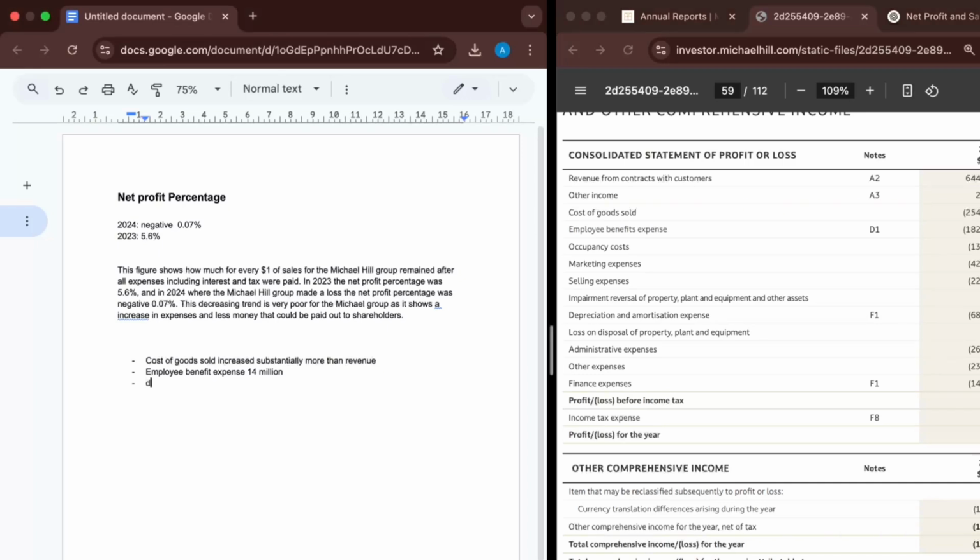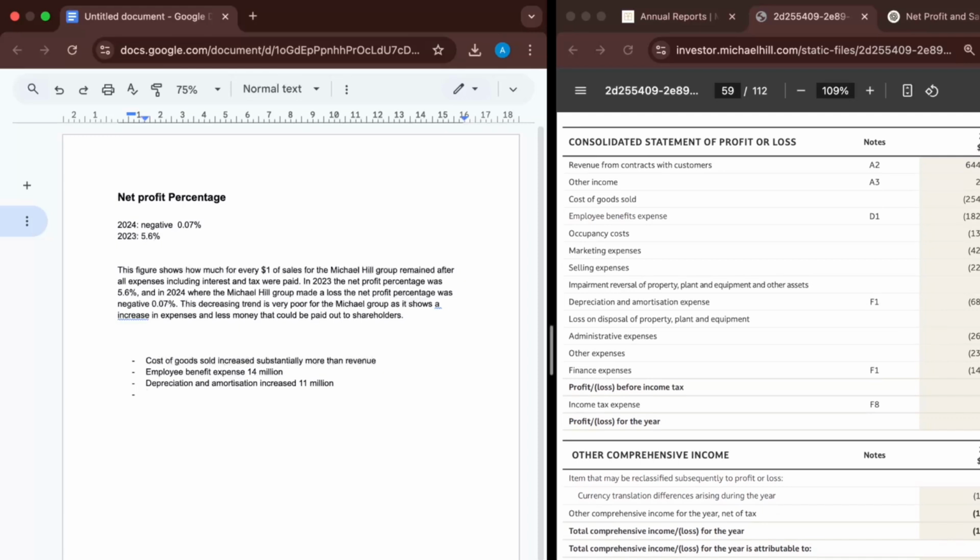So depreciation and amortization expense increased 11 million. Okay, moving on. Very little change on the loss on disposal of the PPE. Administrative expenses are relatively similar, likewise with other expenses, and a little bit of an increase in finance expenses. So finance expenses have increased by about 5 million.